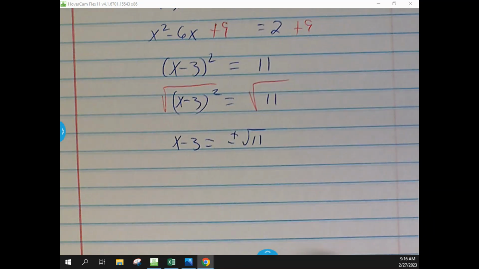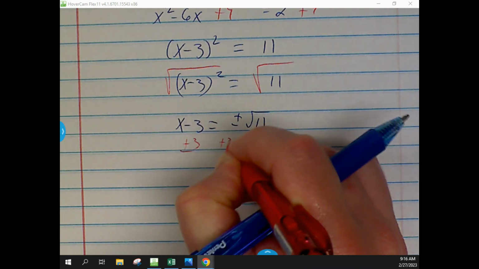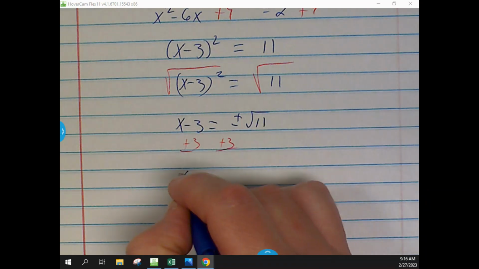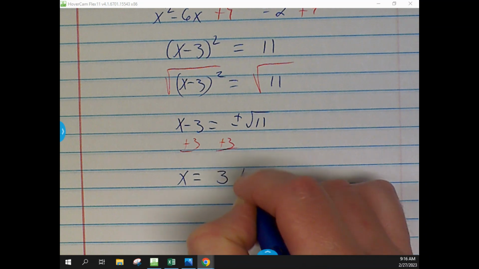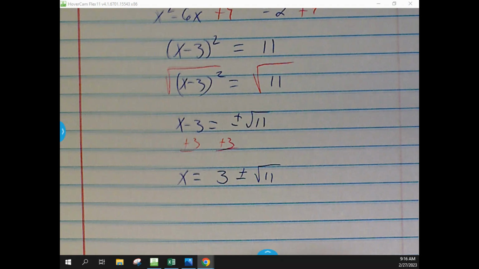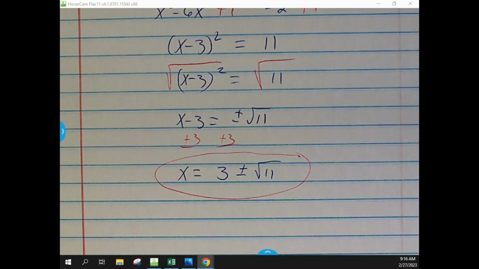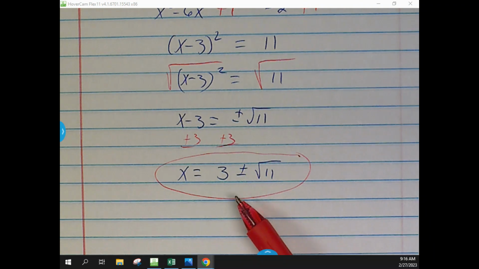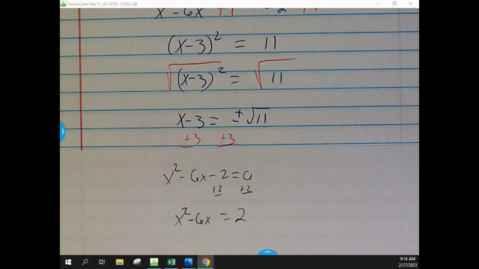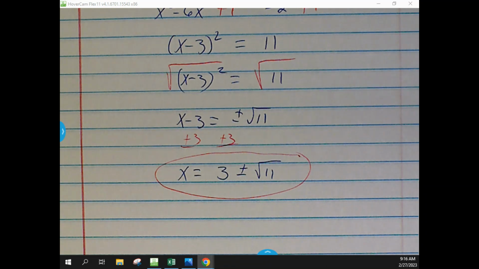And then the only other thing we can do to solve this one is add 3 to both sides. So then x would equal 3 plus or minus the square root of 11. Which again is the exact same answer that we would have gotten if we had taken these values for A, B, and C and plugged them into the quadratic formula. It was just a different way of getting to the answer.